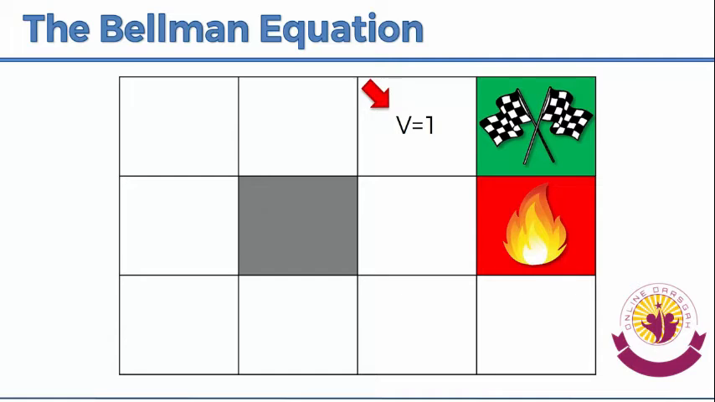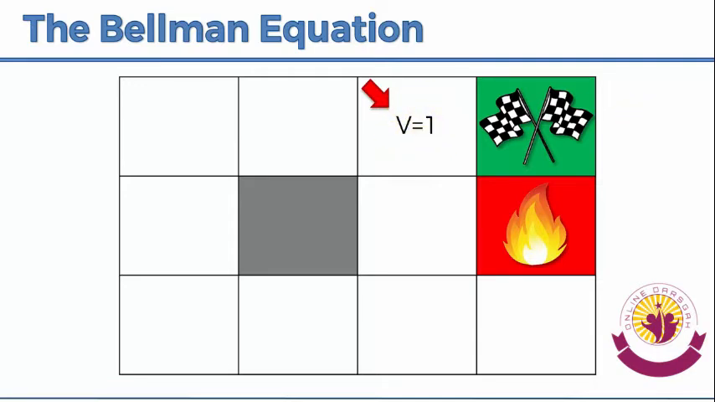So that's why I'm going to say that the value of this square is equal to 1, because it leads directly without any sort of subtractions. As soon as I'm in here, I know my reward will be 1. So I'm going to mark this square as v equal to 1. That's the value. That's the perceived value of being in this state.